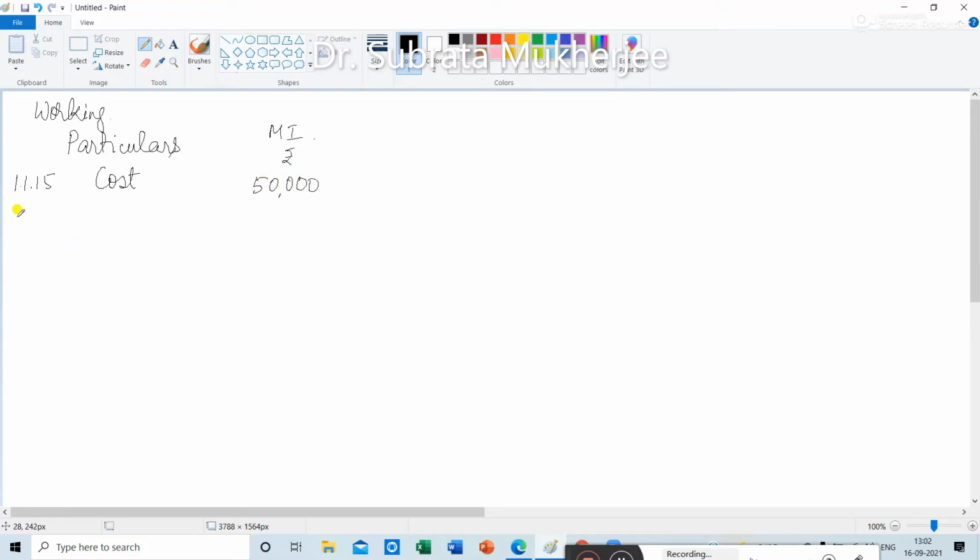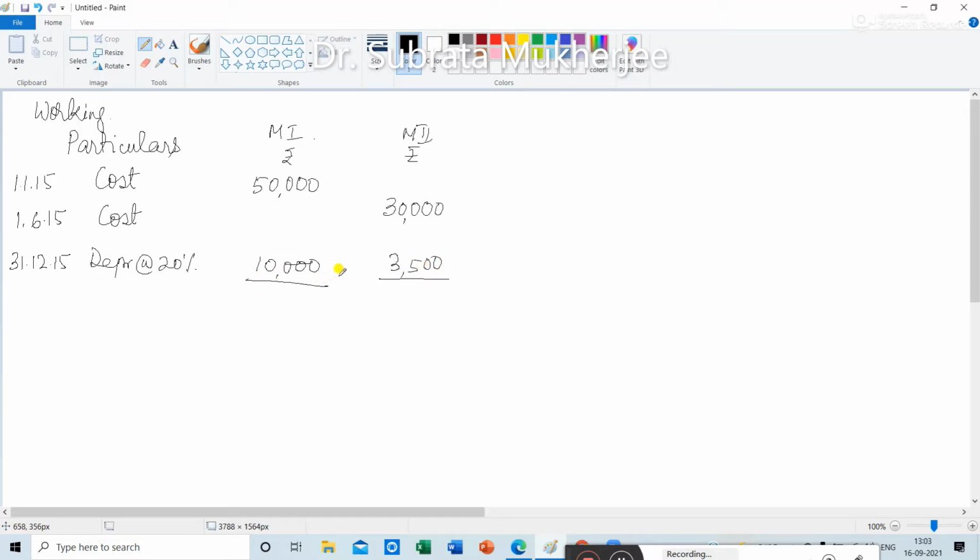Again on 1st June 2015, another machine was purchased for rupees 30,000. I term it as M2. There is no more transaction during 2015. So on 31st December 2015, I am going to charge depreciation at the rate of 20% on the diminishing balance method. On M1, this will be 10,000 rupees and on M2, this will be 3,500.